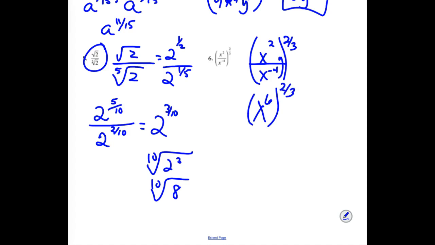What do you do when you have a power to a power? We multiply them. What do we get if we take 6 times 2/3? 12/3 is 4. So this reduces down to just x to the 4th. Questions on that first page?